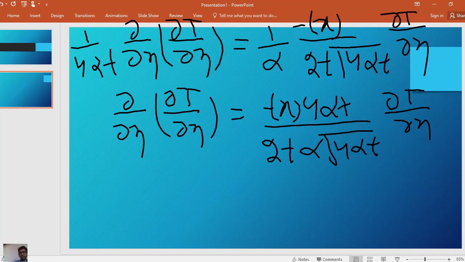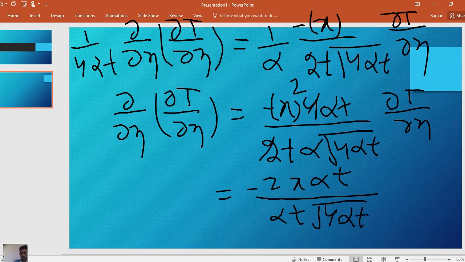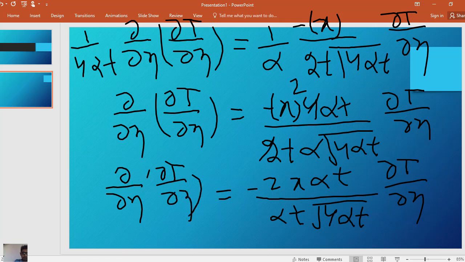Now this number can be written further. We can simplify: the 2 cancels with 2. It is 2x over αt times √(4αt) times dT/dη, which is nothing but the change in temperature with change in η. Now further simplifying, αt cancels with αt, that is 2x divided by √(4αt) times dT/dη. So let's see.